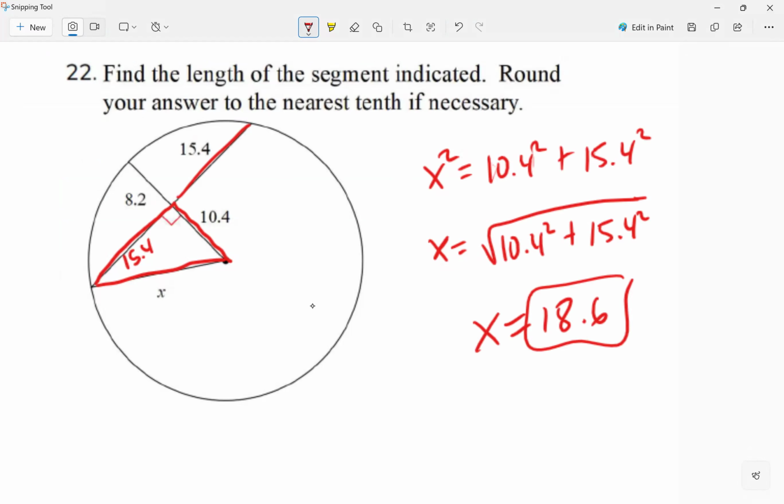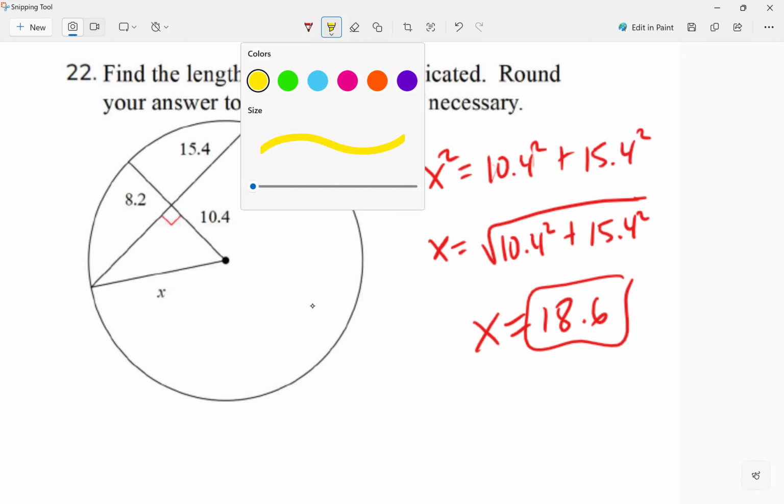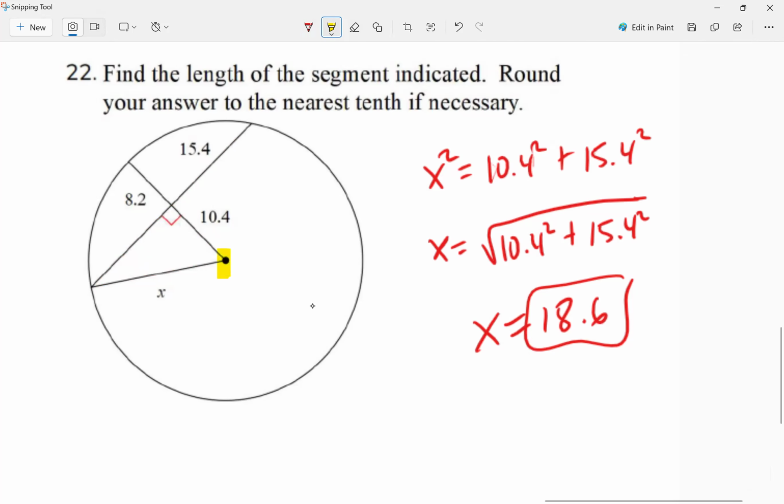Now, this question, I'm going to tell you guys, had another way to do it, a little bit easier. If we understand what we're seeing, it helps us. Now, you guys might be wondering, how can I do that? What's X? It's a radius. Find another radius, and you know they're equal, the same thing.